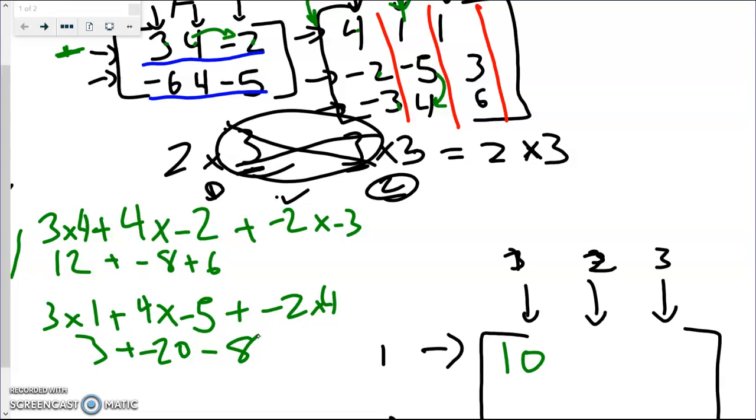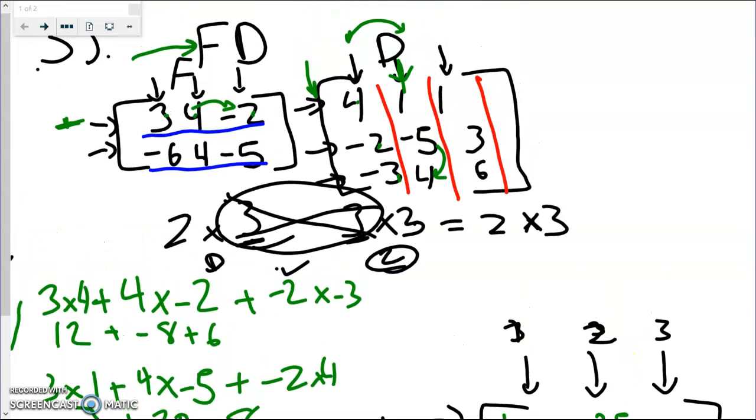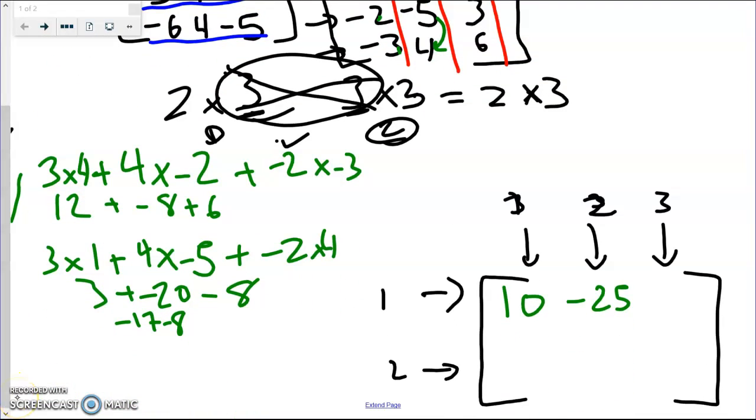We simplify this out, we have 3 plus -20 minus 8, all right. Simplify that out, you get yourself -17 minus 8, which is essentially -25, excuse me. And it's going to go to the right of the first 10 there, because again, we're dealing with the top row but the second column. So it's going to go down here, into our top row, in our second column here, okay?